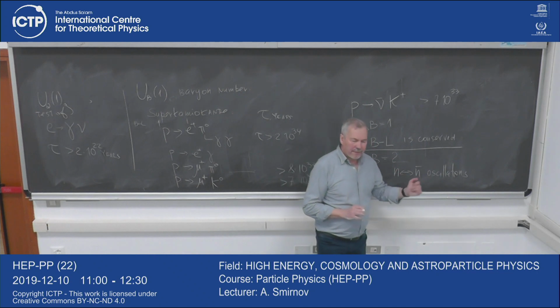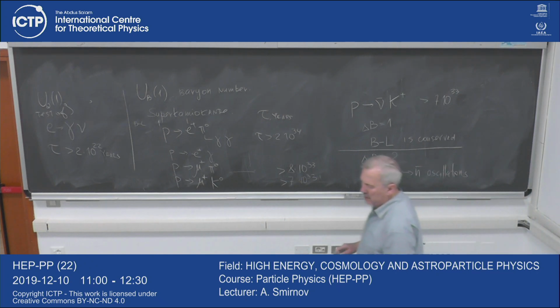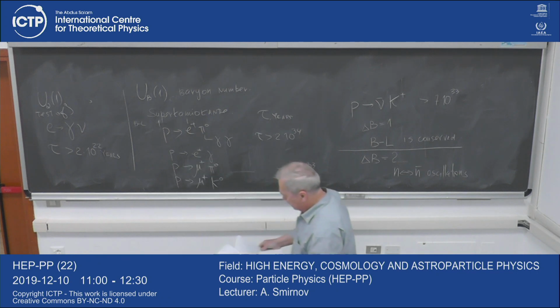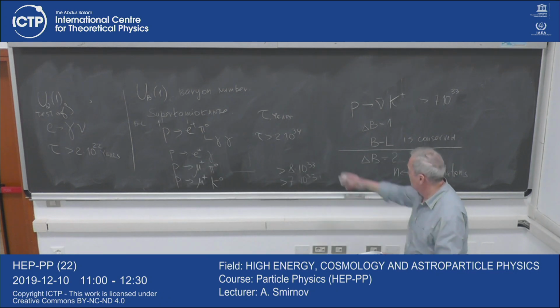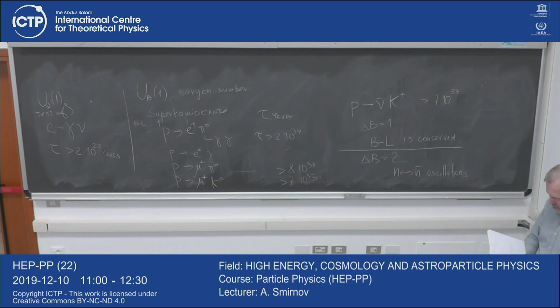Therefore, comparable in sensitivity is the search for neutron anti-neutron oscillations in the beam. So you produce a beam of neutrons and then see if neutrons are transforming into anti-neutrons or not. I don't think that I have even some numbers for this. But of course the limit is much weaker than the lifetime limit for the proton.